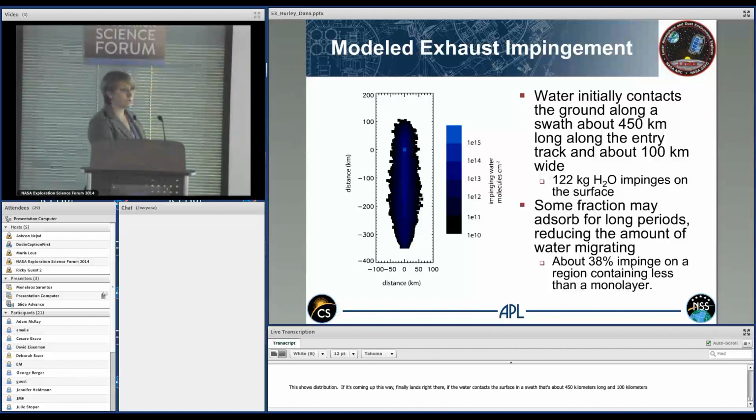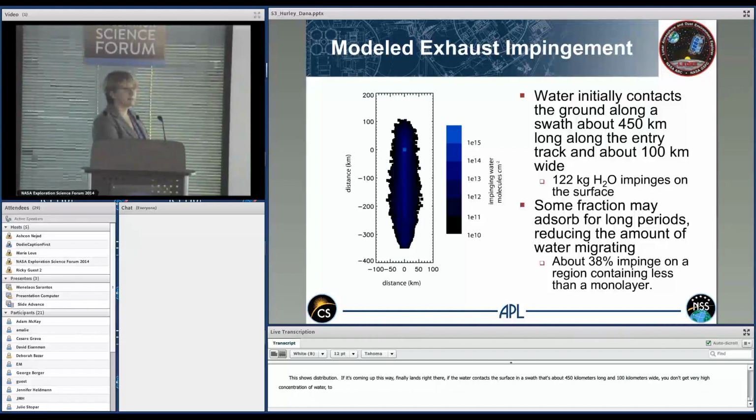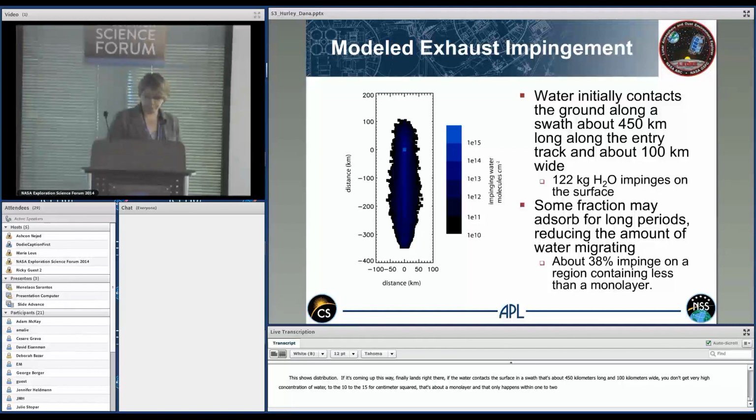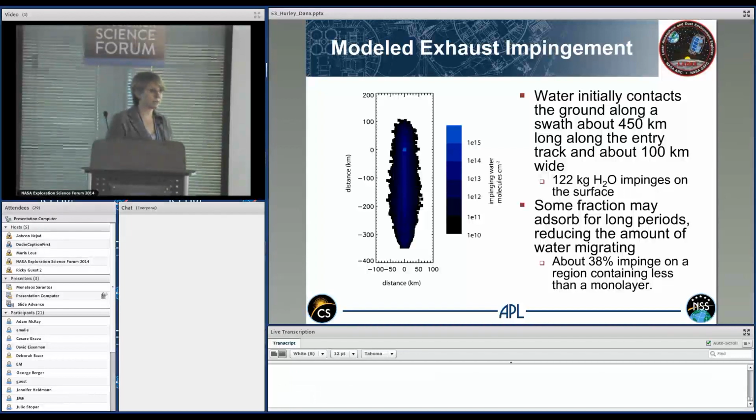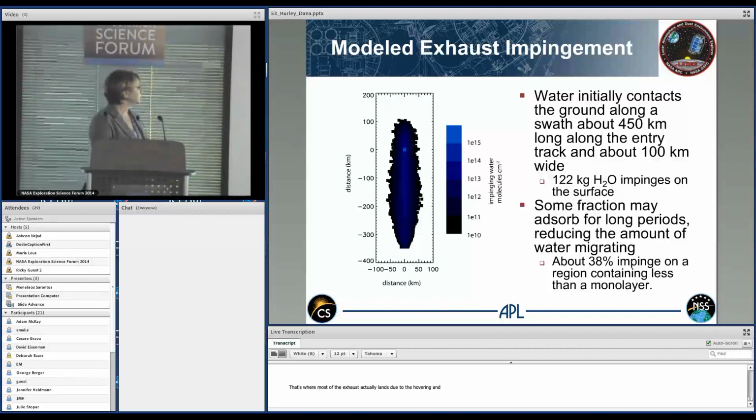You don't get very high concentrations of water. This 10 to the 15 per centimeter squared here, that's about a monolayer. And that only happens within 1 to 2 kilometers of the landing site. But that's where most of the exhaust actually lands due to the hovering and then the descent happening all at that same location.